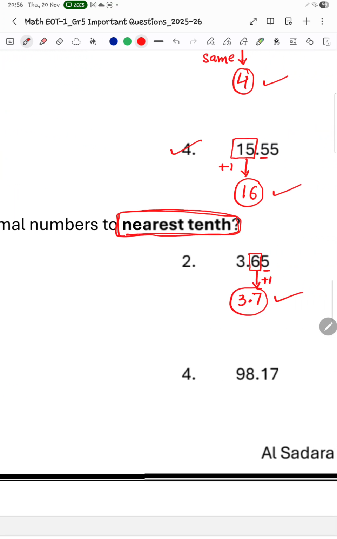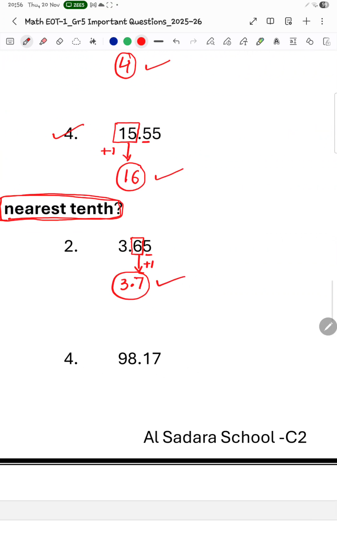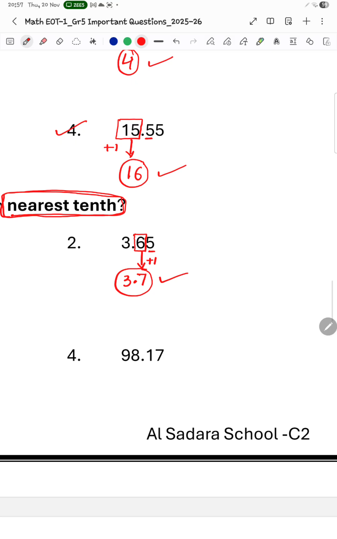Question number 4. Put the 10th place in the box and look at the next digit. 7 is good. Give plus 1 to the box. So the box number will change to 2. Now write all before the box. So before the box we have dot, we have 8 and we have 9. So this will be my answer.